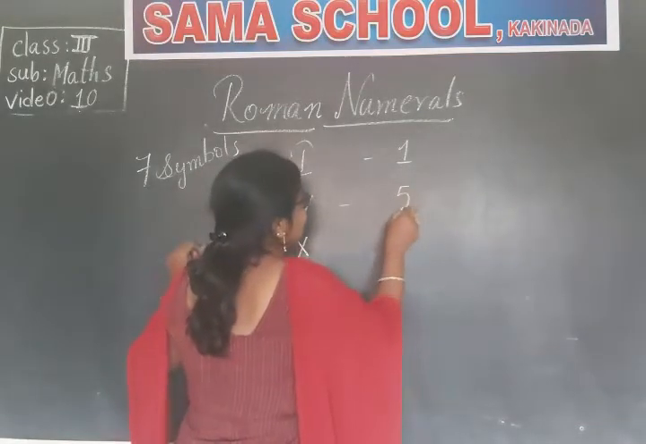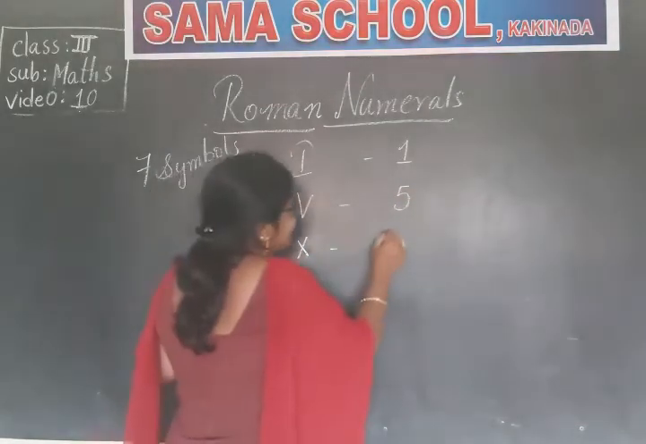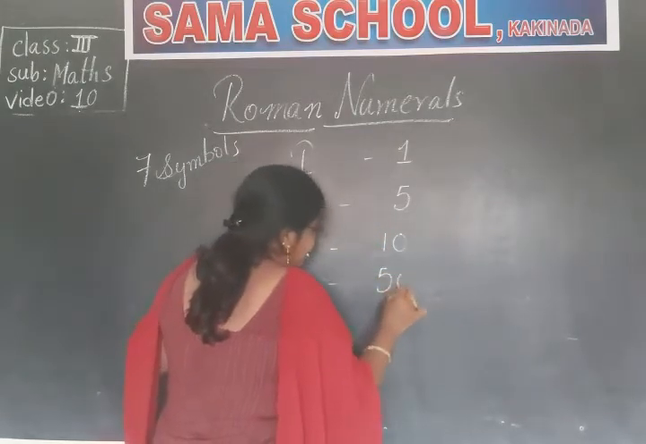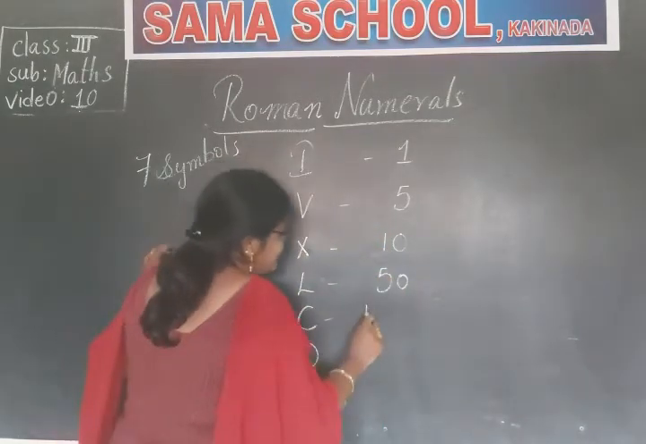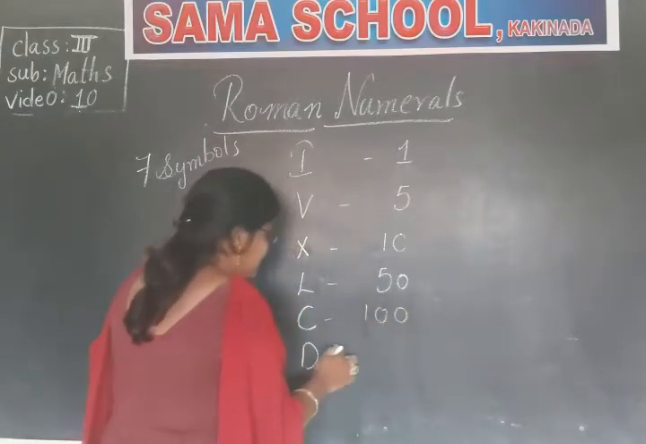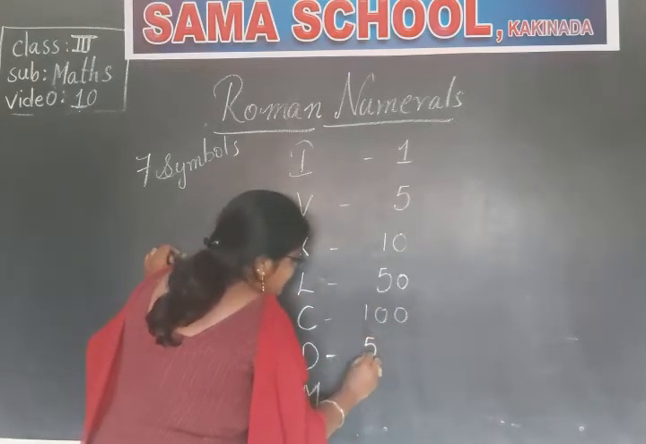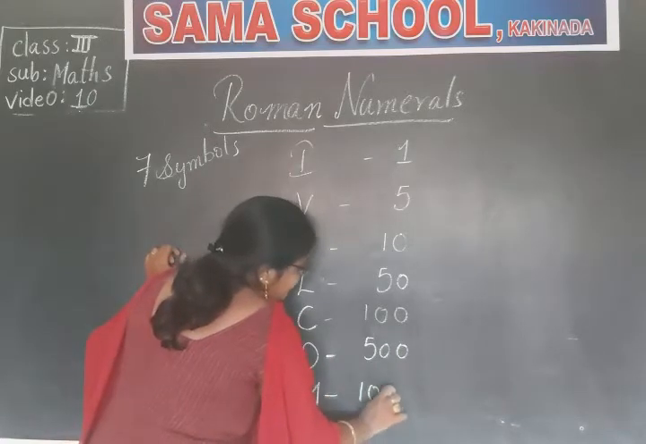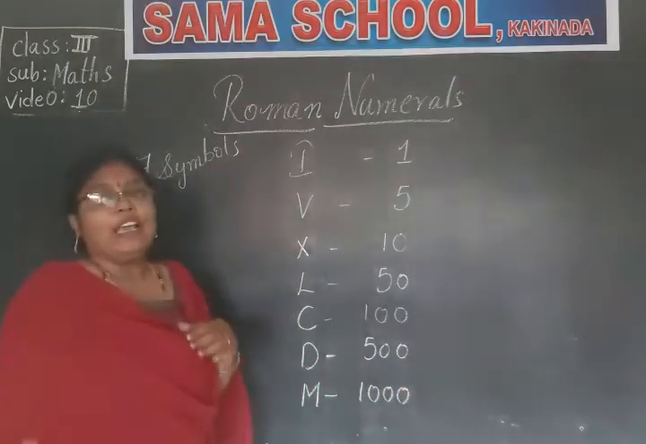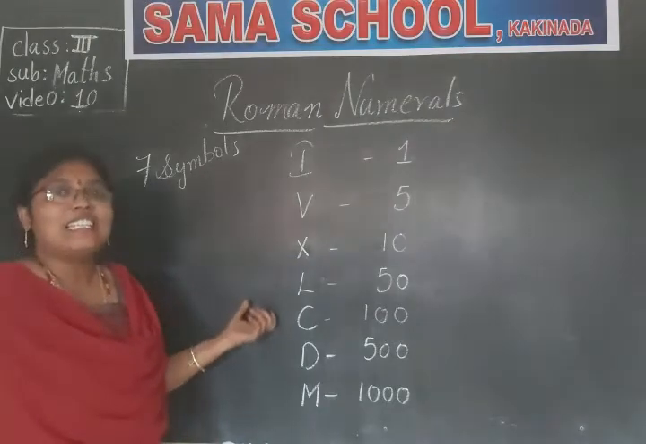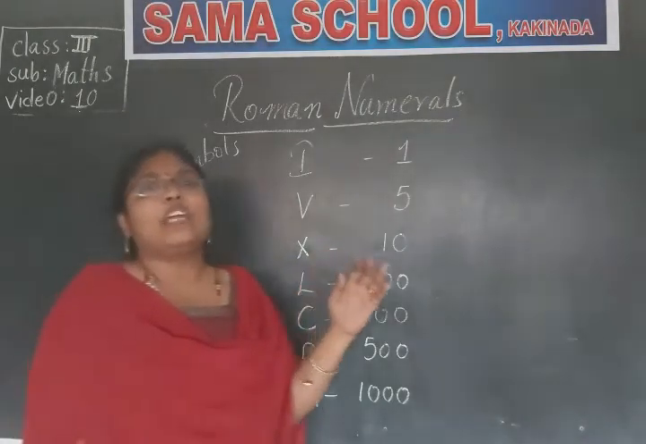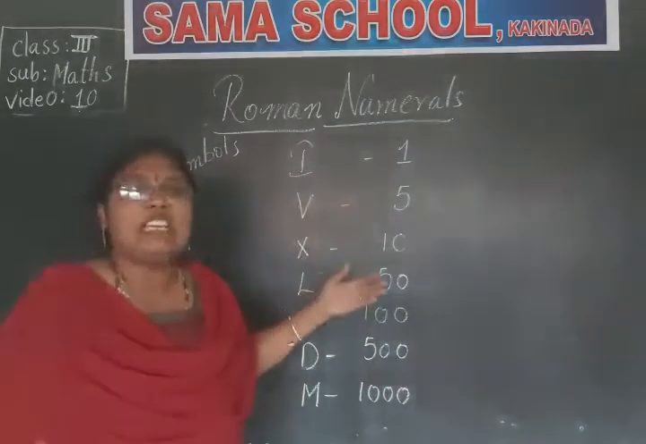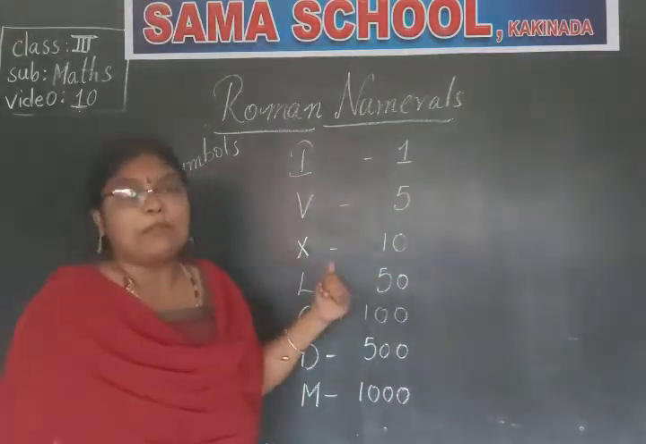V stands for 5. X is for 10. L is for 50. C is for 100. D is for 500. And M is for 1000. If you learn these 7 symbols, you can write many numbers in Roman numerals.